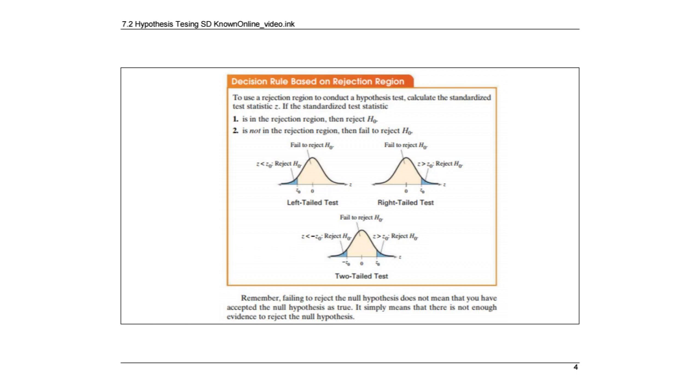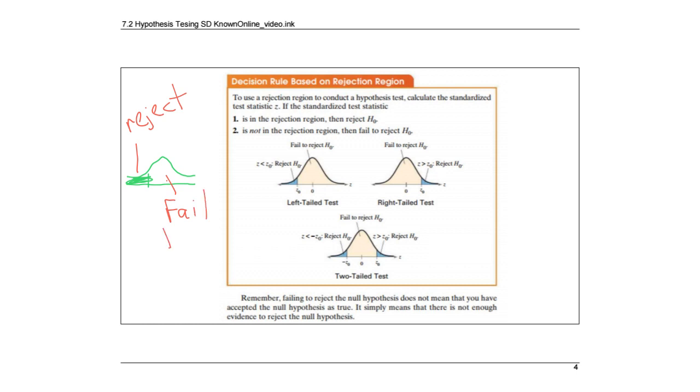Okay, so this chart is just showing me where I'm going to reject, where I'm going to fail to reject. And so if I have a one-tailed to the left here, the shaded in area or the region to the left is going to be my reject.